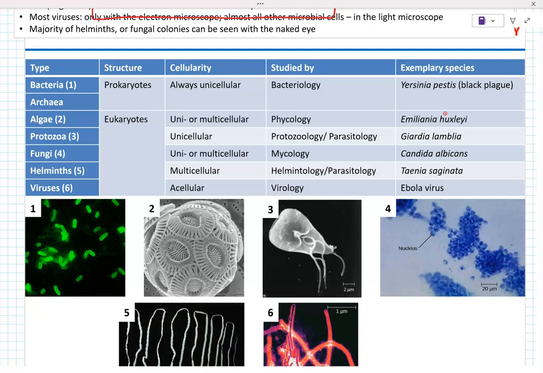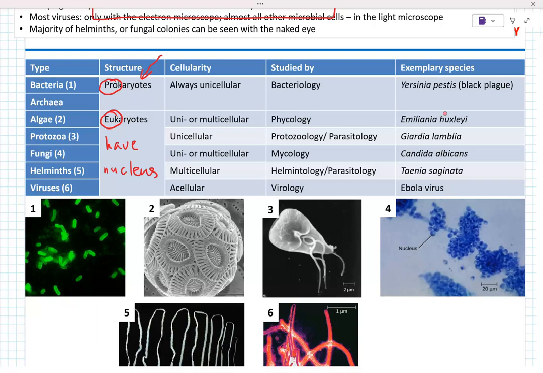So first of all, we can describe microorganisms as being pro or eukaryotic, okay? You may remember that eukaryotes have a nucleus and membrane-bound organelles, while prokaryotes do not. Clear? No? Okay.